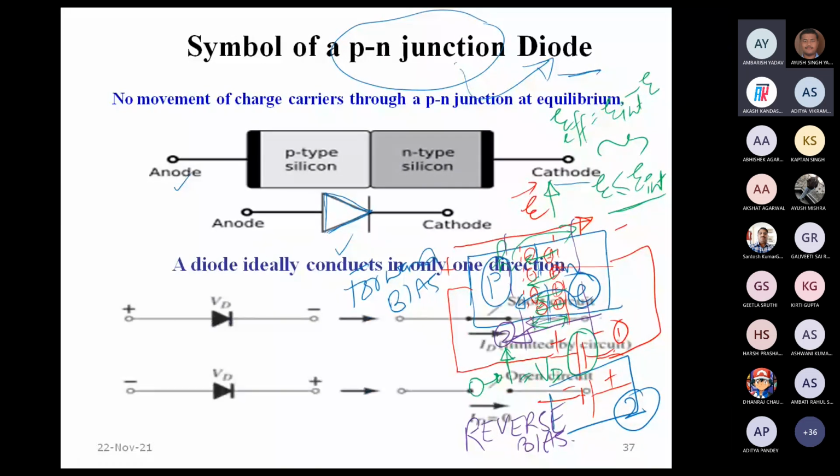So we can see that a diode ideally conducts in only one direction, and tries to oppose the flow in the other direction.